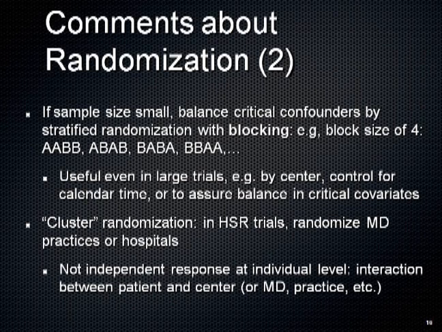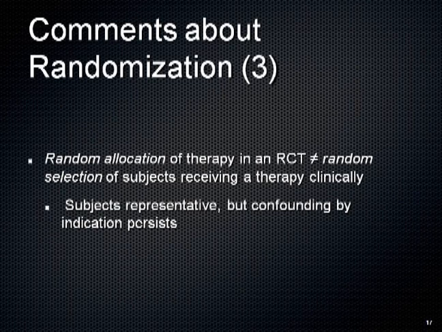You can also do cluster randomization. In health services research trials, you can randomize patients by physicians, physician practices, or hospitals. Why? Because what you're measuring is not totally independent by patient. It involves an interaction between the patient and something. So that's another way to eliminate potential bias and do the randomization by the appropriate unit.